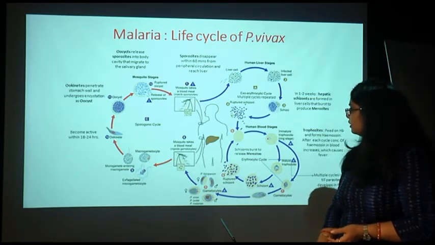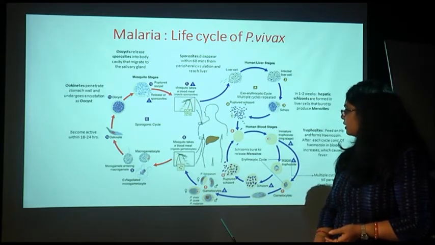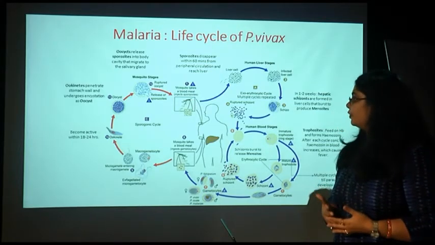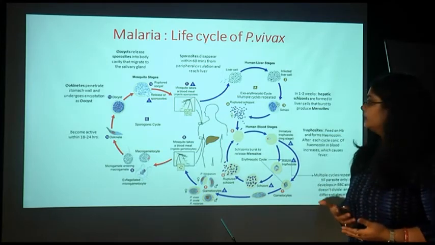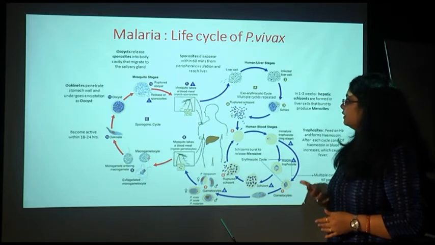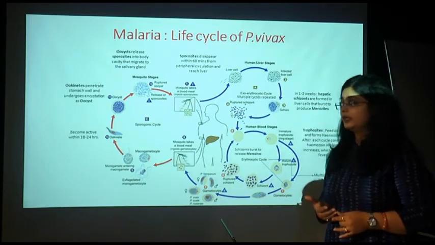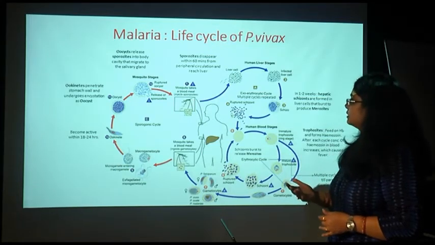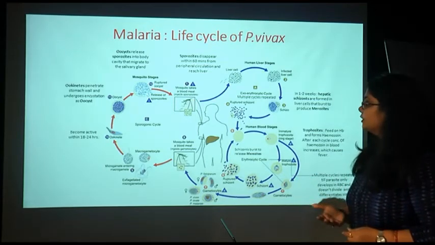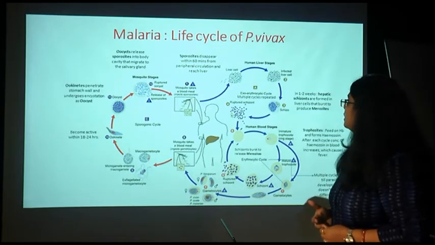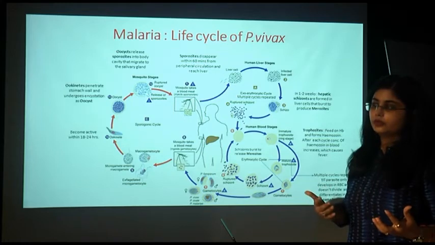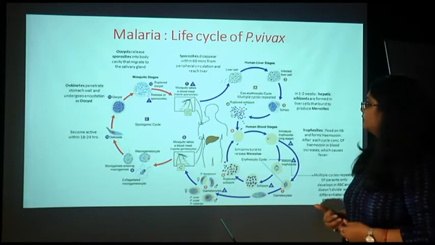Now the microgametocyte and the macrogametocyte fuse together to form an ookinete. So this ookinete becomes active in 18 to 24 hours. So once active, the ookinetes penetrate the stomach wall of the mosquito, and they undergo encystation to form an oocyst. Now this oocyst, as we know, during encystation, a lot of cysts usually contain a lot of nuclei.